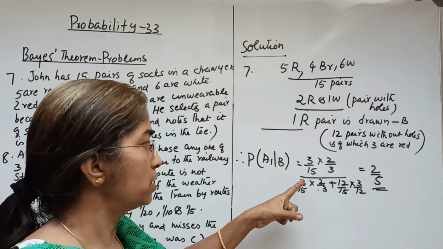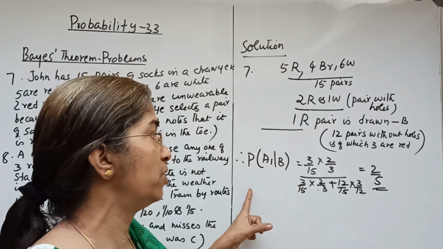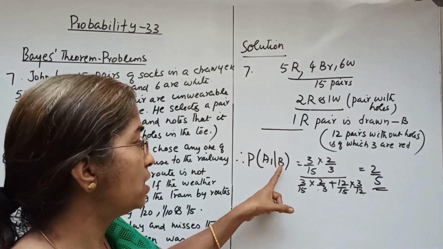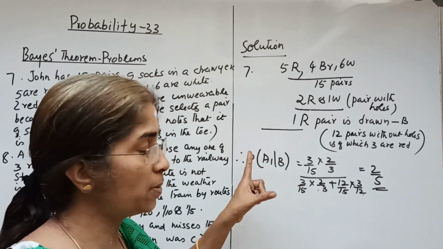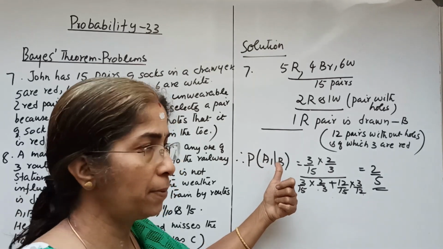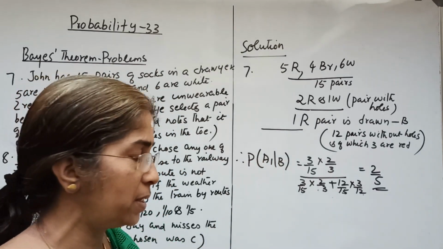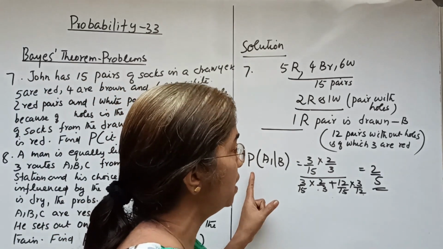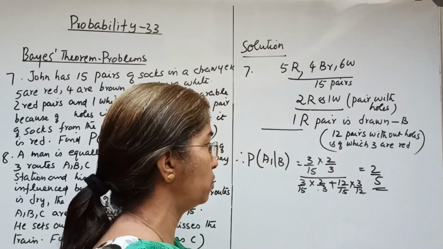Okay, so what is happening? This is P of E1 given B, that is under the assumption of B, that a red pair is obtained. This is the conditional probability, the posterior probability or the inverse probability, and we attain this probability using the Bayes theorem. Okay.